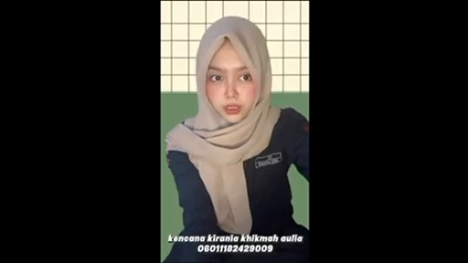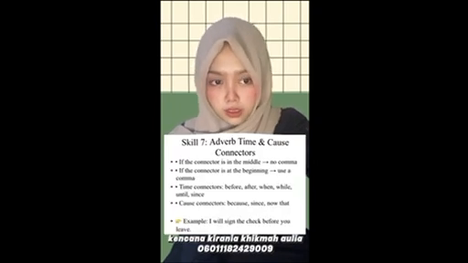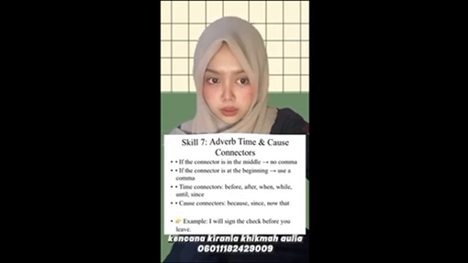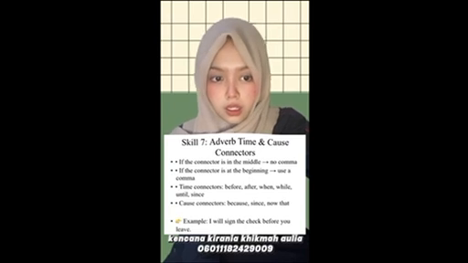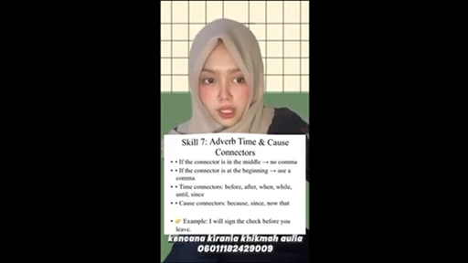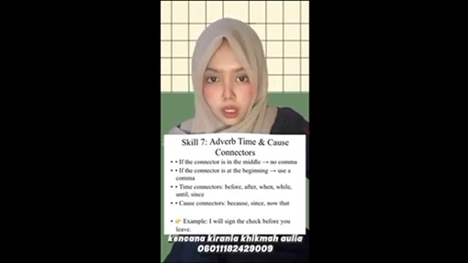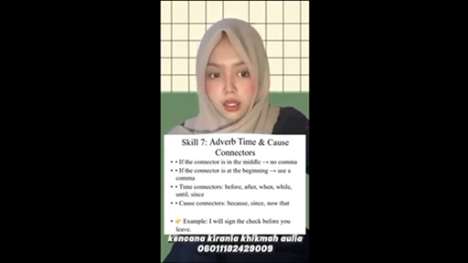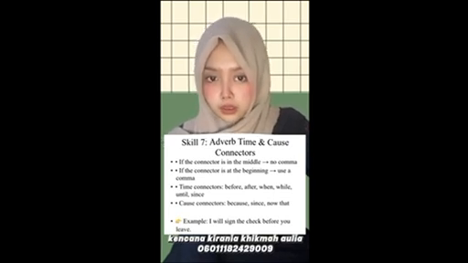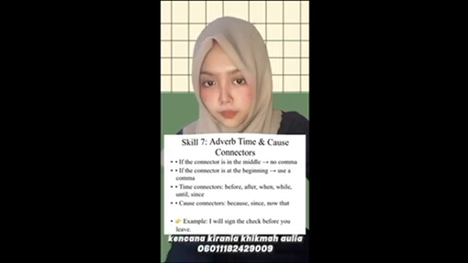Today I will explain English structure skills 7 and 8. For skill 7, first are time and cause connectors. If the connector is in the middle, no comma. If the connector is at the beginning, use a comma. Time connectors: before, after, when, while, until, since. Cause connectors: because, since, now that. For example, I will check the report before you leave.